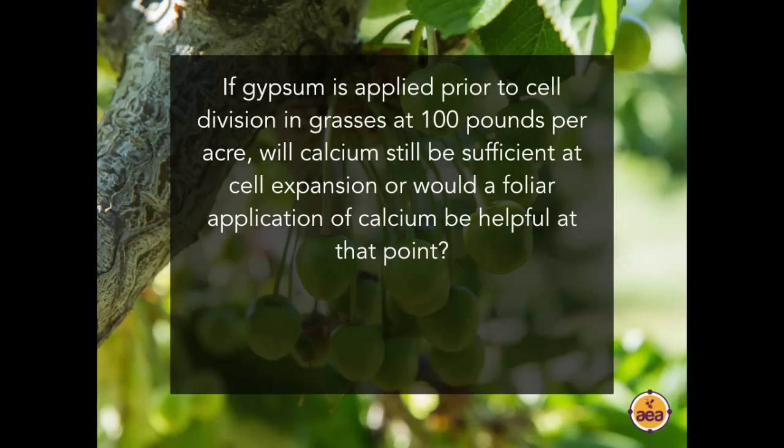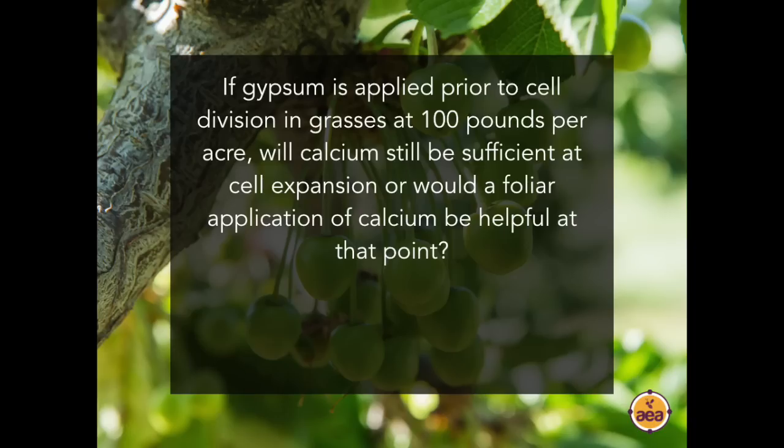Question from Steve Darcy. Hi, Steve. If gypsum is applied prior to cell division in grasses at 100 pounds per acre, will calcium still be sufficient at cell expansion, or would a foliar application of calcium be helpful at that point? So you mentioned specifically in grasses, and unless you're producing grasses for seed, then you don't really have a reproductive period, and you're mostly concerned with cell division.